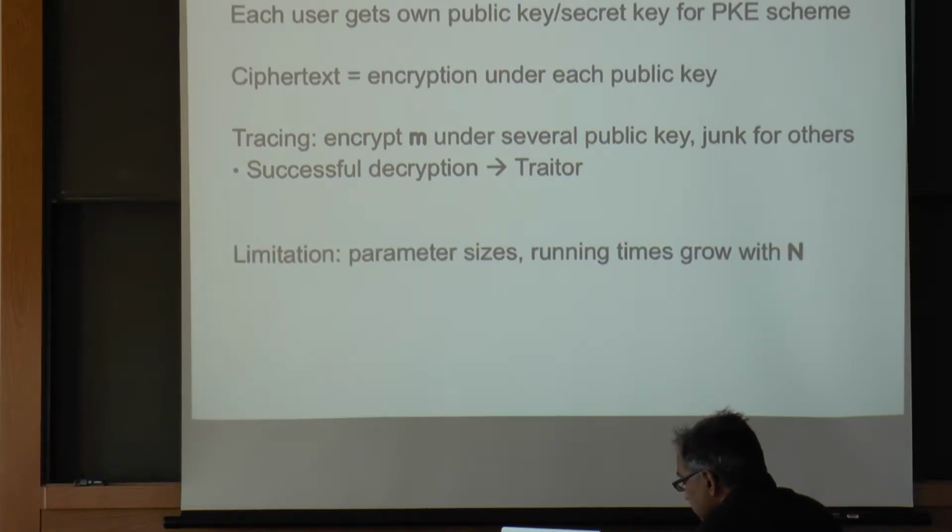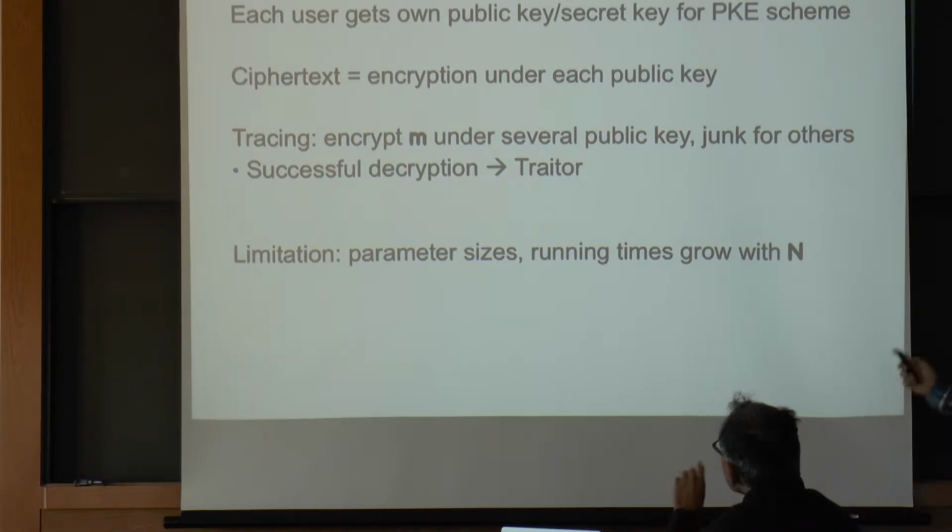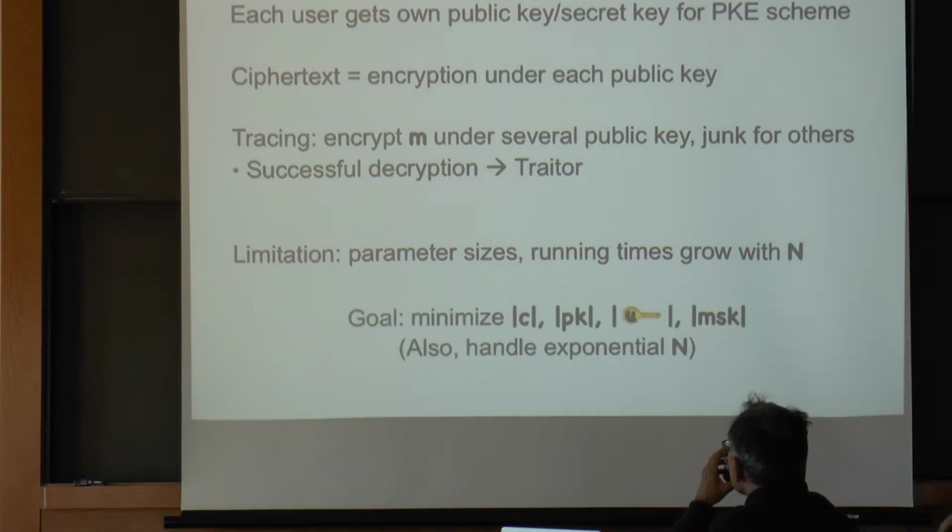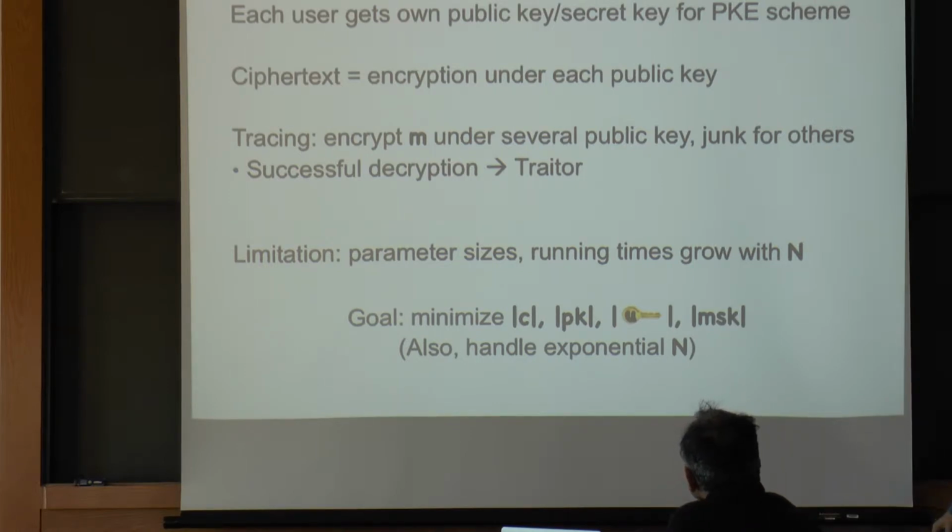So the limitations are that the parameter sizes and running times grow linearly with the number of users, because a ciphertext has a component for every single one of the receivers. And the tracing algorithm also runs in time n. So the goal is to minimize the parameter sizes. Another goal is that maybe we would want to handle an exponential size set of users, and we'll get into that more later. So this has been the goal of Traitor Tracing for a while, to minimize these parameter sizes.